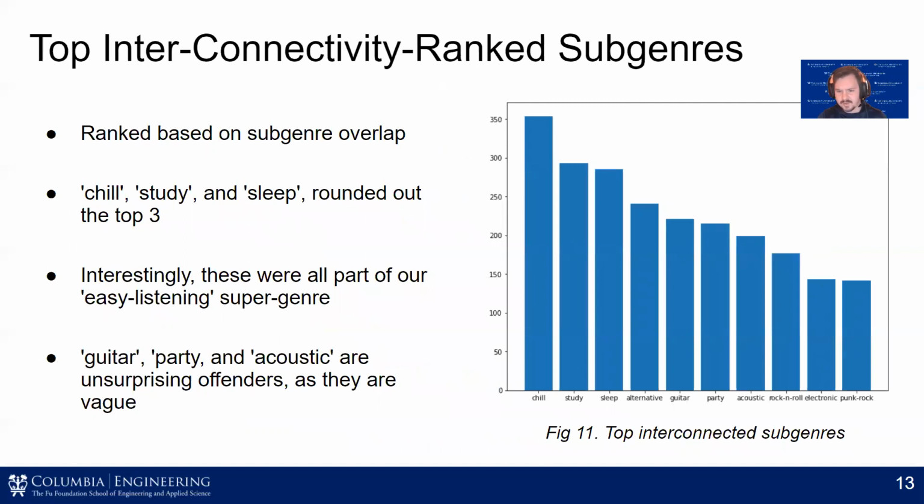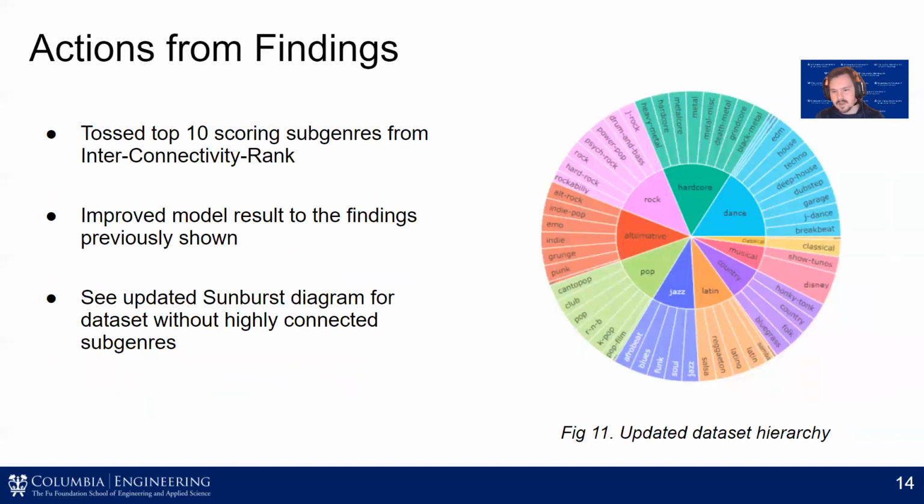So ranking them, the top 10, you've got chill, study, and sleep rounding out the top 10. Interestingly enough, that was comprising our easy listening category, so that's why we ended up throwing that away. We figured that those provided the least amount of information, but like intentionally vague ones like guitar, party, acoustic, those are unsurprising offenders that make an appearance here. So where do we go from here? Well, we can take a look at the most interconnected subgenres and throw them away. So get rid of those top 10, and this is the updated hierarchy.